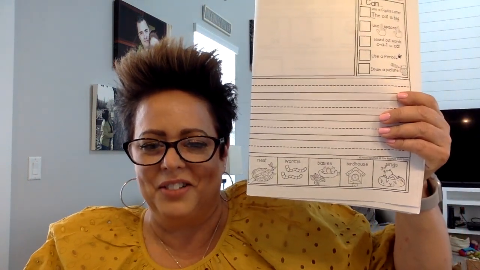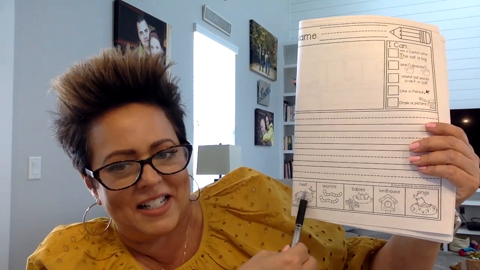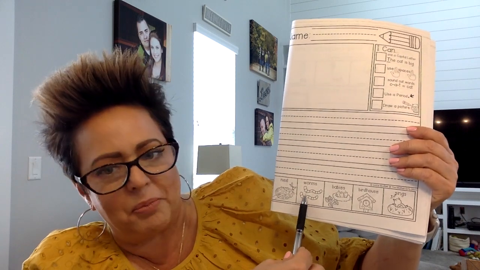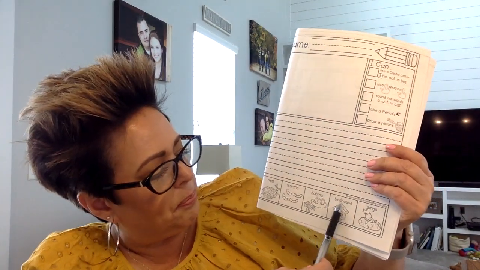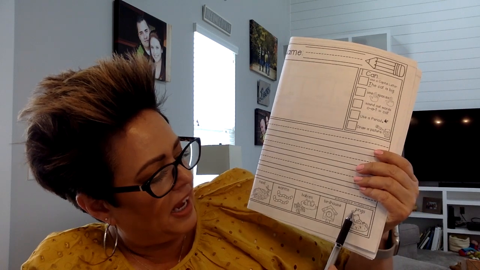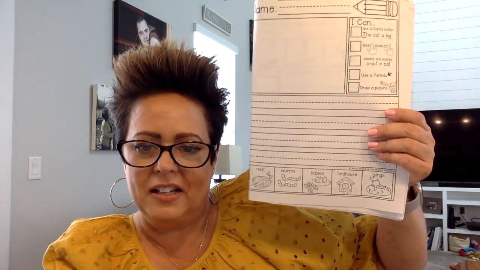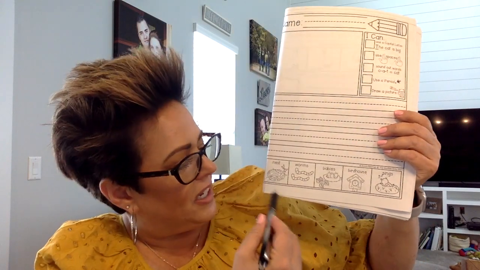You're going to have some good words for your sentence today. So this word says nest. Here is a nest. This word says worms. Here are some worms. This says babies, birdhouse, and sings. So every day when we do journals, you can write the sentence that you would like using these words, or if you don't want to use those words, you can write a sentence using your own words.